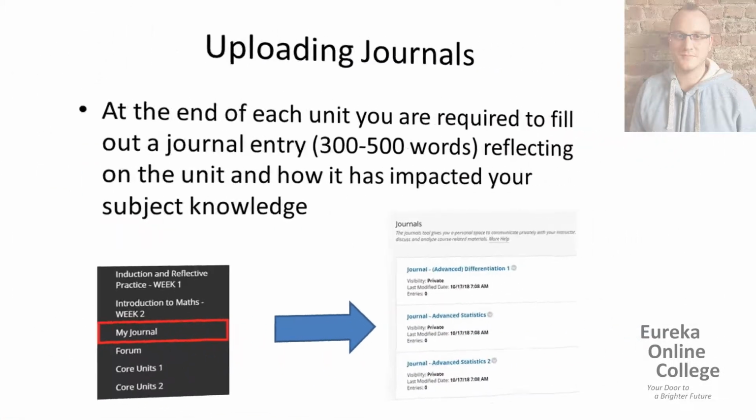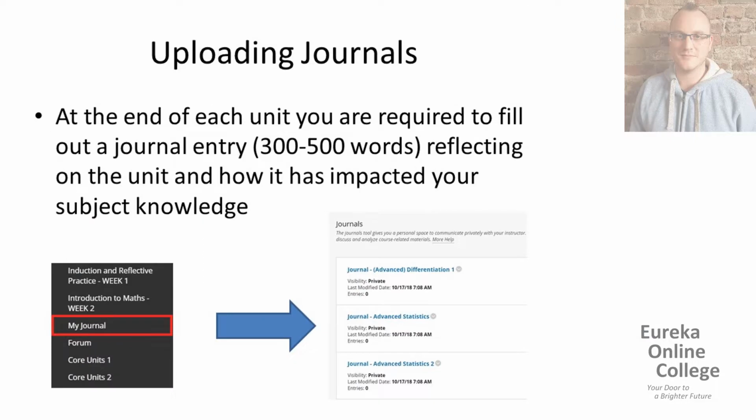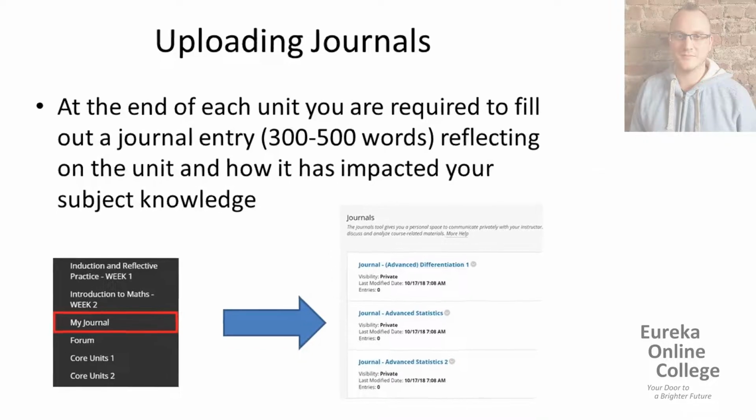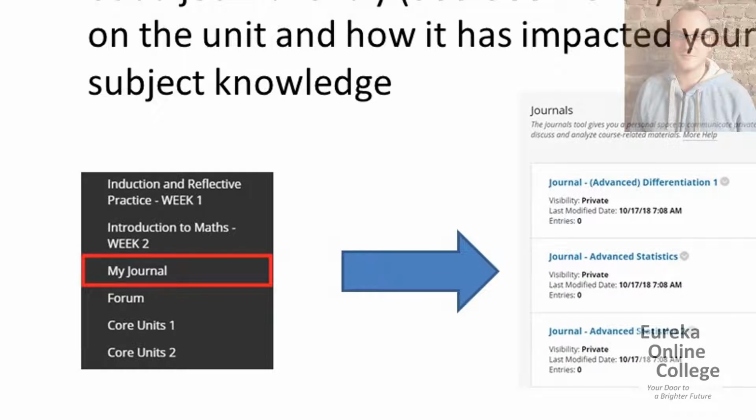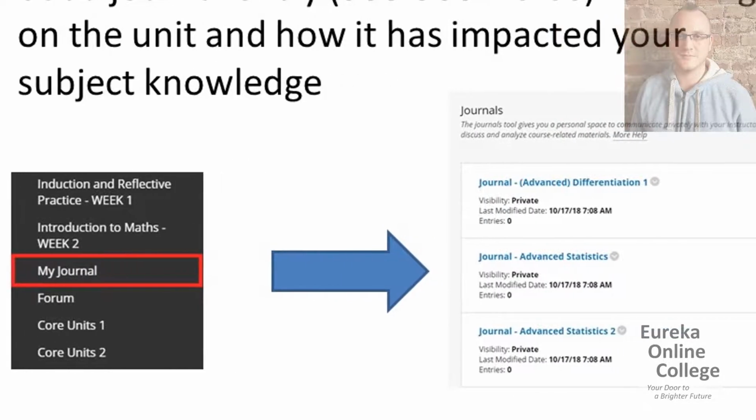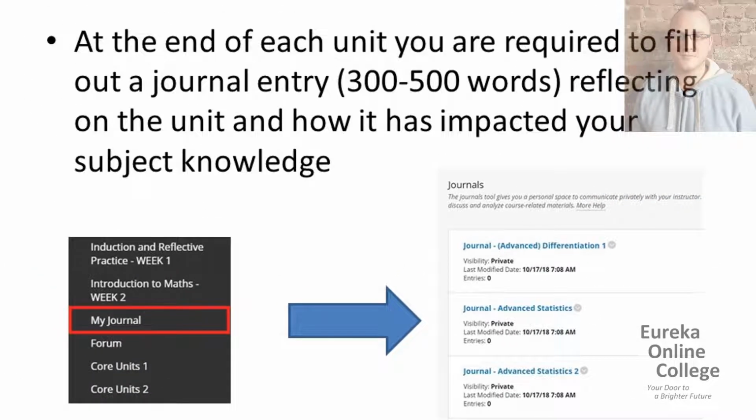So once you've worked through the prepare section and the study section, and you've uploaded any assignments that it's asked you to, the next thing to do is to go to the journal for that particular unit. So you go to My Journal on the left hand side, which you can see I've highlighted here. You'll have a list of journals, and what you want to do is find the journal for the unit that you've just completed. So you might have to scroll down, click on that journal.